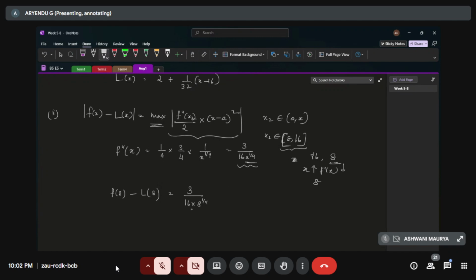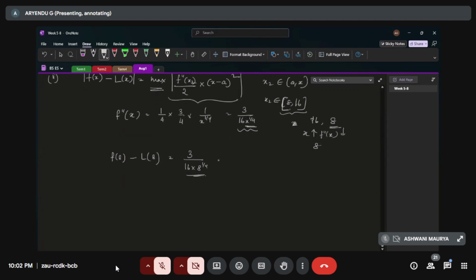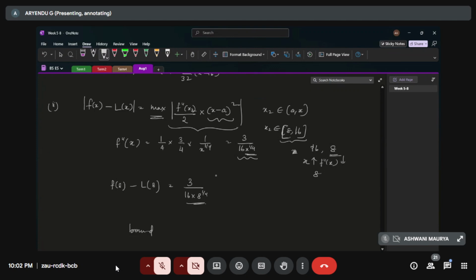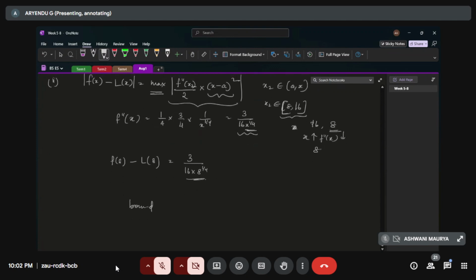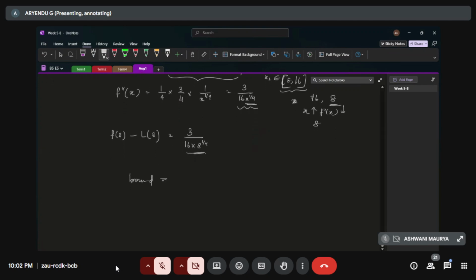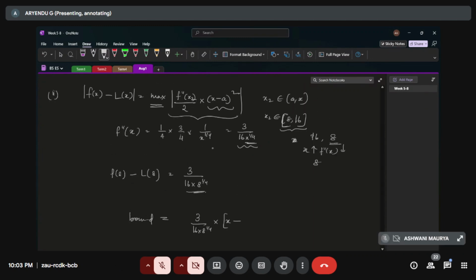we'll have to keep it as such only. We don't have a value for this, no? So we'll keep it as such. If we are asked the bound, we need to put this part also. This x minus a whole square is also required. This is the maximum value of f double dash of x2. So if we are asked the bound, then we have to put it as such: 3 by 16 into 8 raised to 1 by 4 into the value x minus a whole square. So you'll have 8 minus 16 whole square.